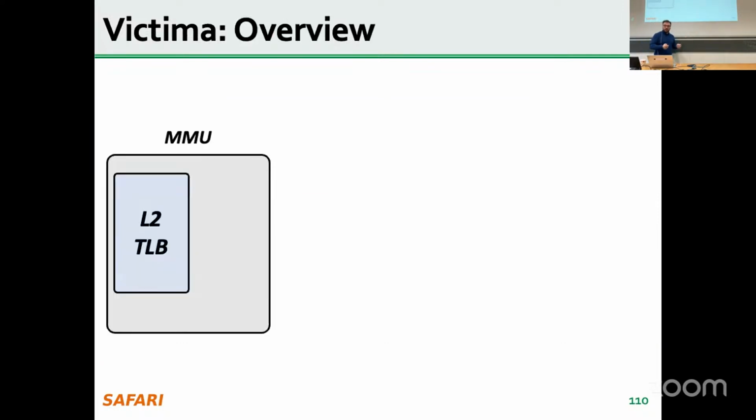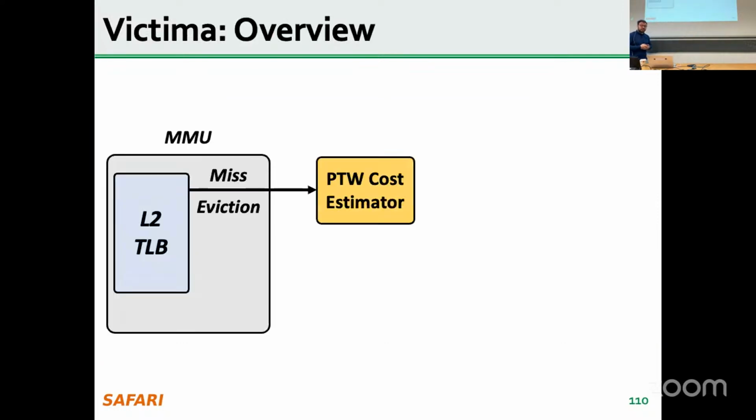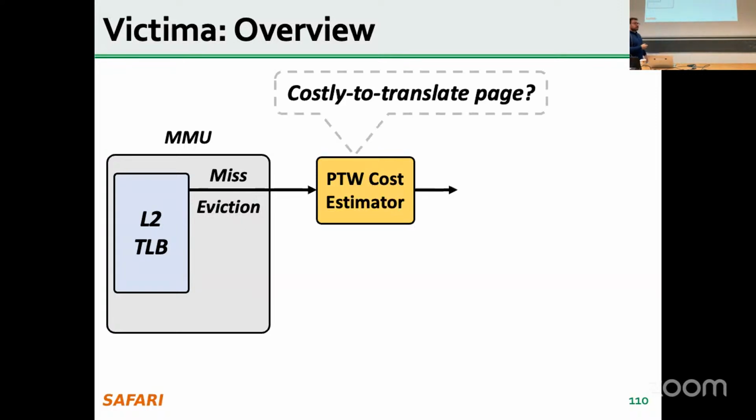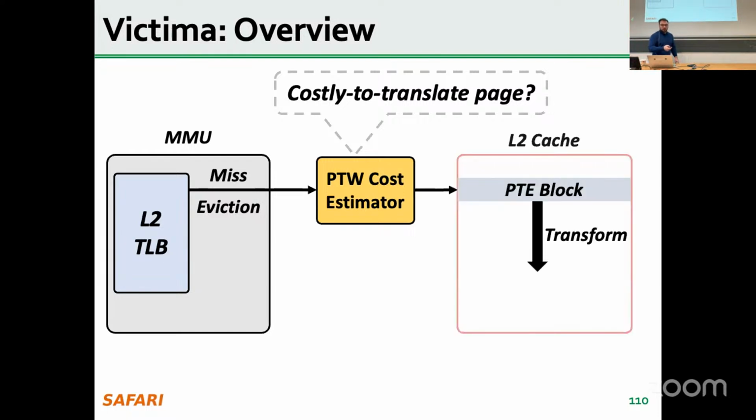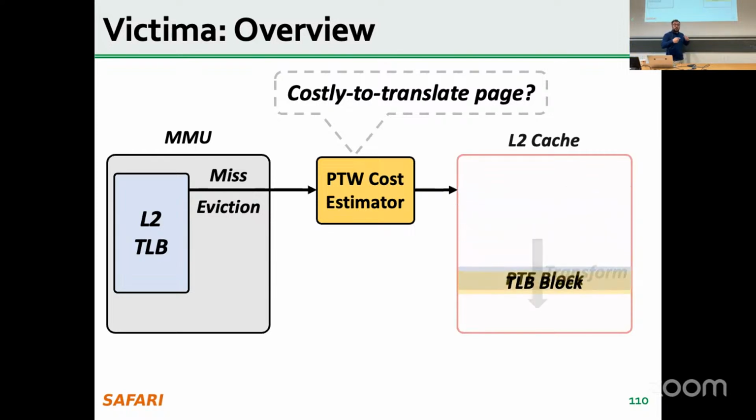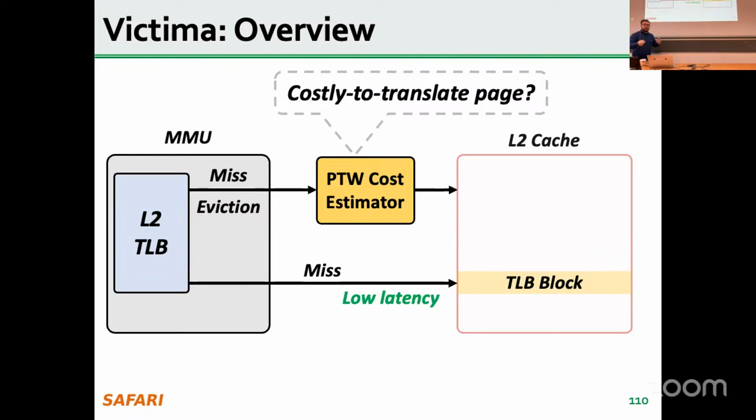This is an overview of how we use Victima. Upon a miss or an eviction from the L2 TLB, we consult a page table cost estimator, which is a circuitry that answers the question, is this page costly to translate? If yes, then we transform the page table entry block, the block that contains the last level of the page table, into a TLB block. So next time we have a miss in the L2 TLB, we simply access the L2 cache using a low latency, and we find our translation there.